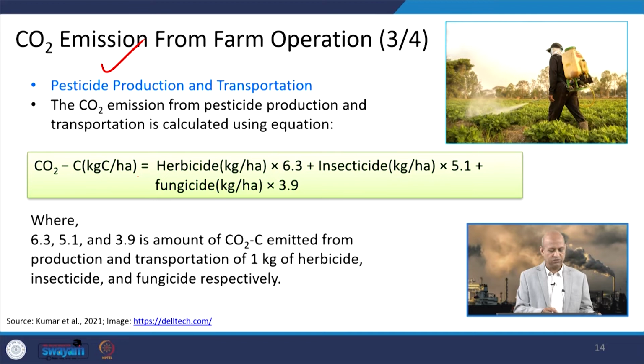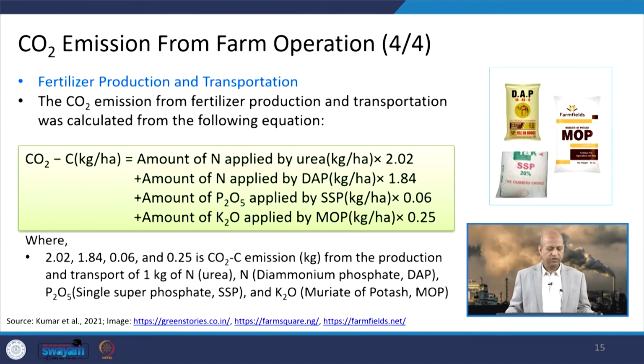Now, if we talk about pesticide production and transportation, then again there are equations or relationships. So, herbicide application, insecticide application, how much amount per hectare is being applied, and then you can use those values in this equation and calculate the CO2 equivalent emitted by these activities. When we talk about fertilizer production and transportation, in a similar way, how much urea is being used, how much DAP is being used per hectare, and there are some emission factors. So you can multiply those factors and calculate the CO2 equivalent emitted by the application of different fertilizers.